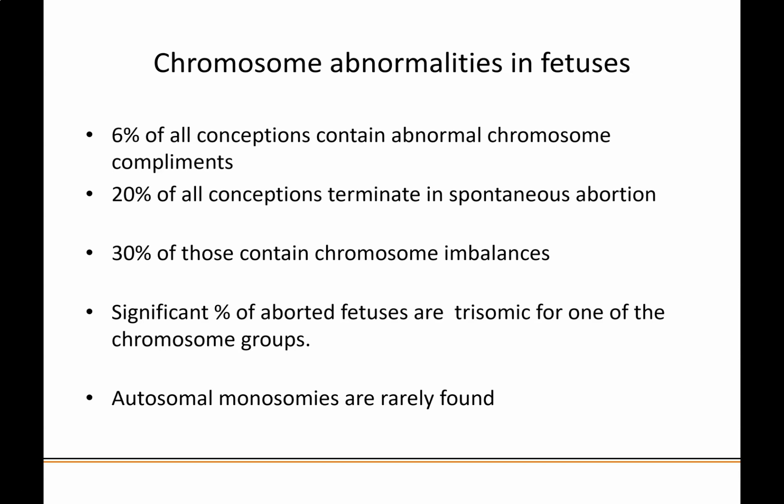So some stats here to show you how often this occurs. 6% of all conceptions or pregnancies contain abnormal chromosome numbers, which is quite small, so this isn't extremely common. 20% of all conceptions terminate in spontaneous abortion. That usually means that the fetus is lost even before the woman knows that she is pregnant, but not necessarily. Of those spontaneous abortions, 30% contain chromosome imbalances. So a large percentage of those spontaneous abortions are showing these chromosome imbalances, which suggests that individuals can't survive without the correct amount of chromosomes.